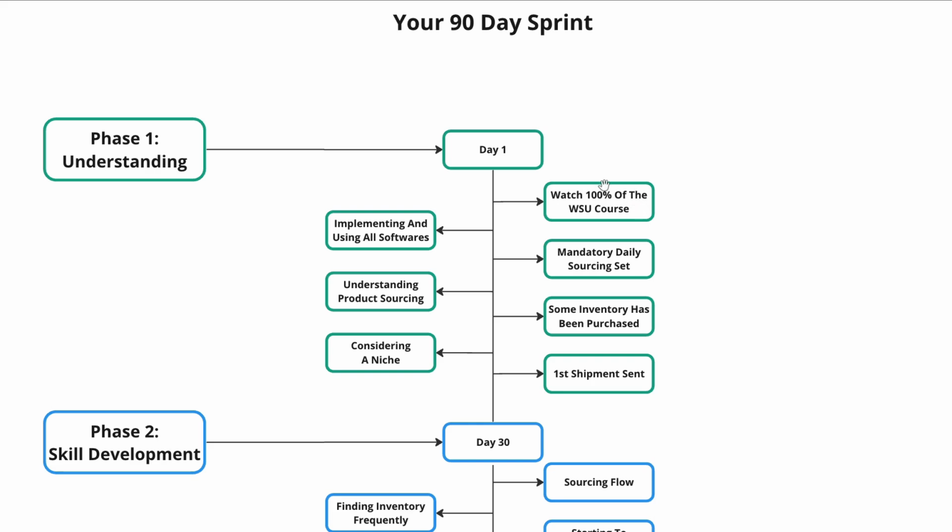Okay, once that's out of the way, we need to start implementing and using all softwares. Throughout this process of implementing and using all softwares, we're starting to get familiar with Keepa, SellerAmp, and sourcing and what all of that looks like. It's going to be very, very clunky. You're going to be stumbling your way across this. You're going to be frustrated. You're going to be confused. It's a learning curve just like anything else, but we need to start implementing as soon as we finish the course.